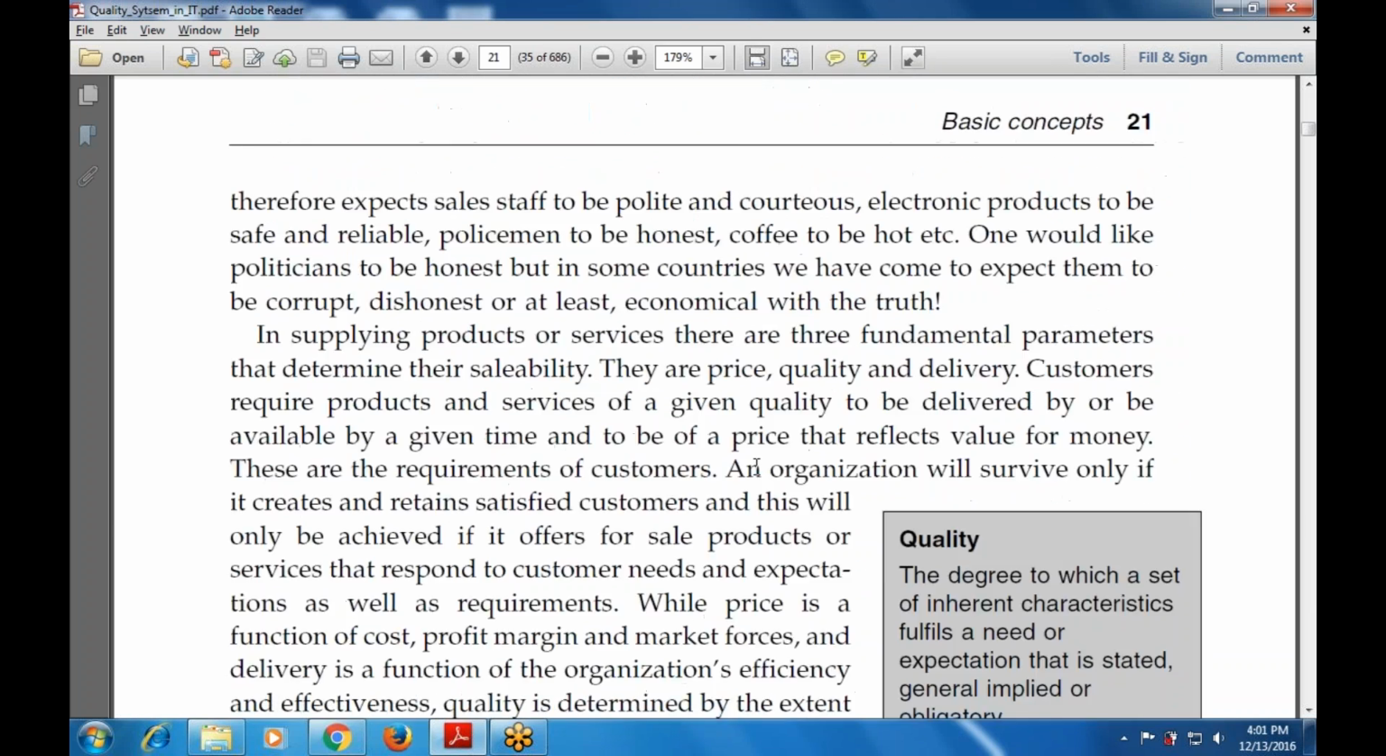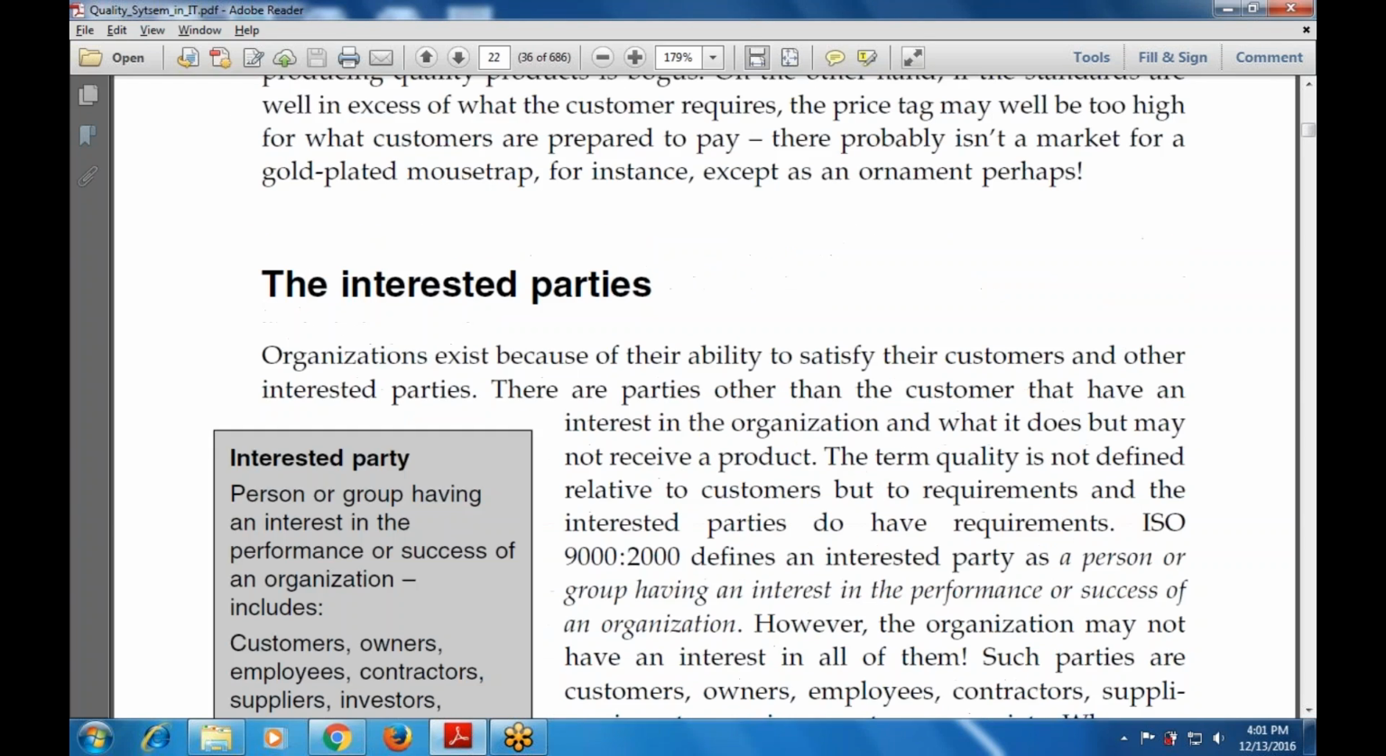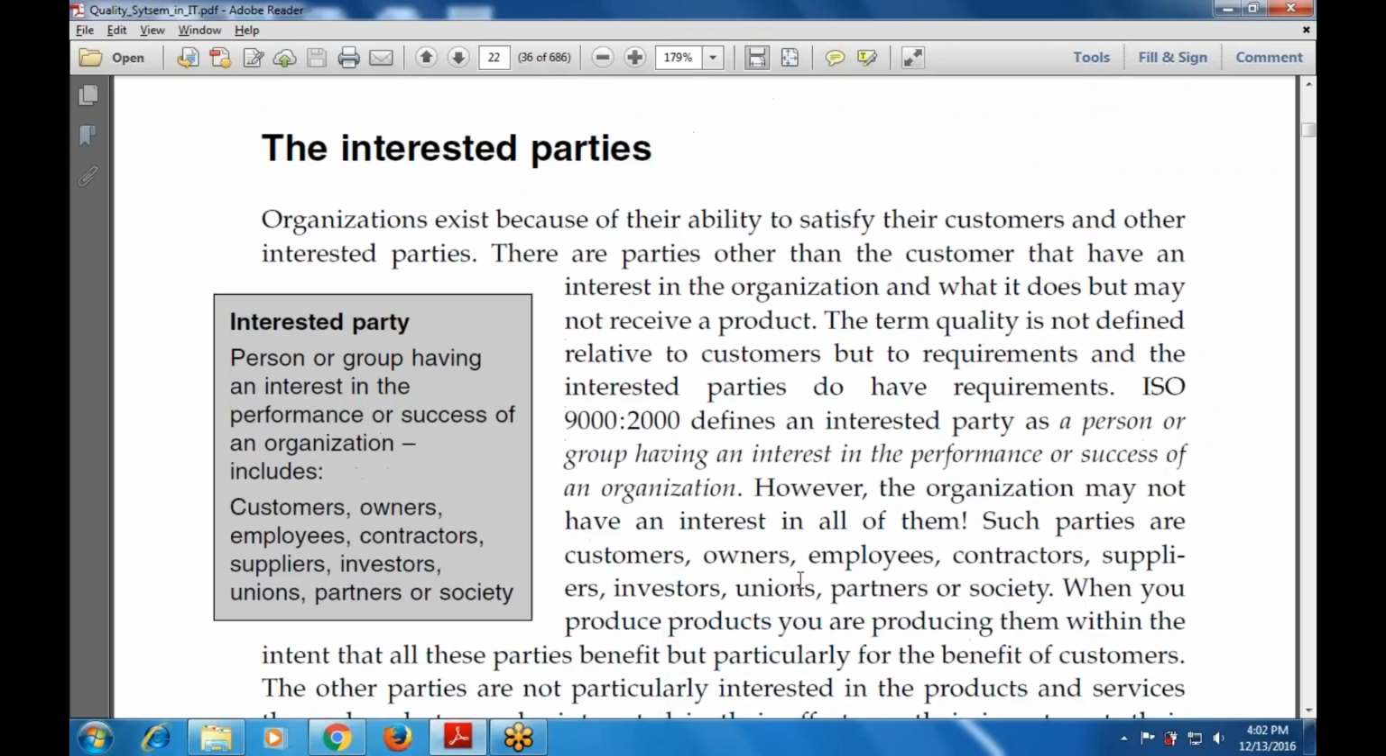Now let's see, one by one, what are the various persons involved over here. What are the various interested parties? Interested parties have a great interest in the performance, whatever performance is carried out, and in the success of any organization. Such parties may be the customers, the owners, the suppliers, the contractors, the investors.